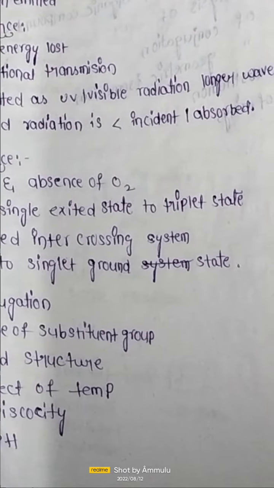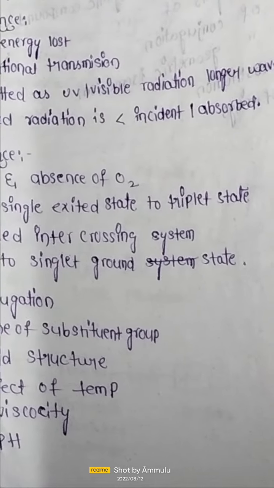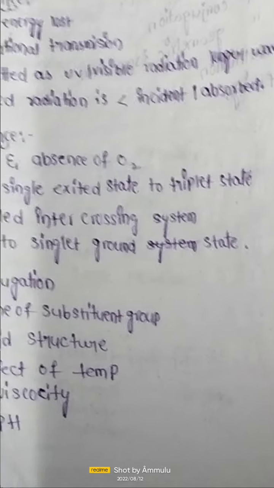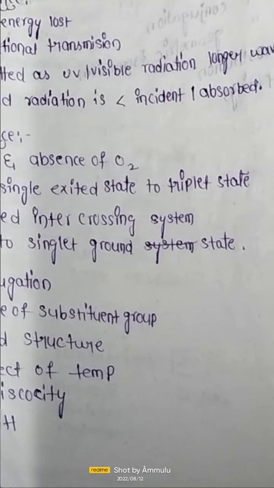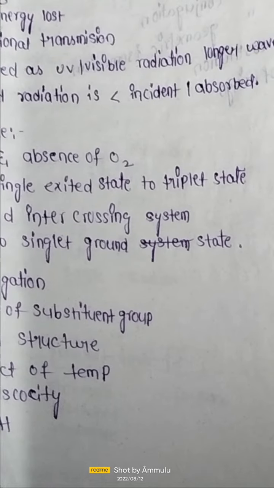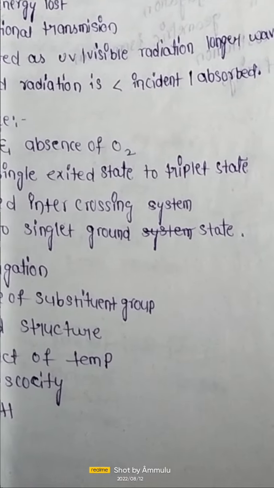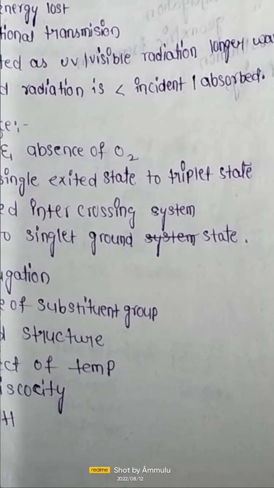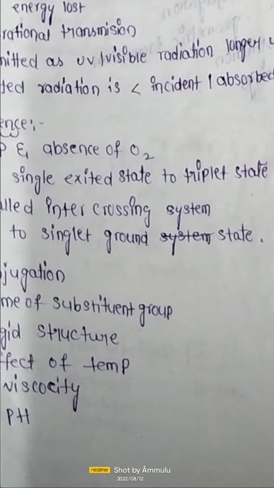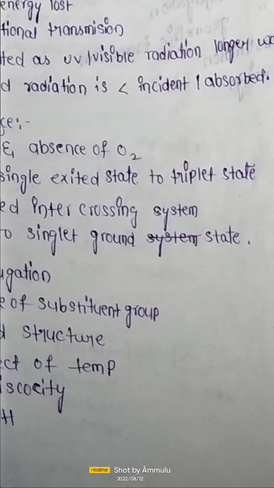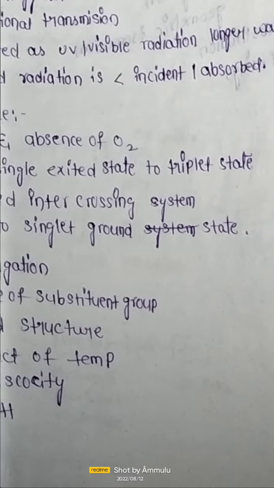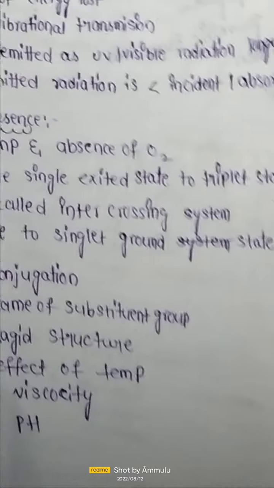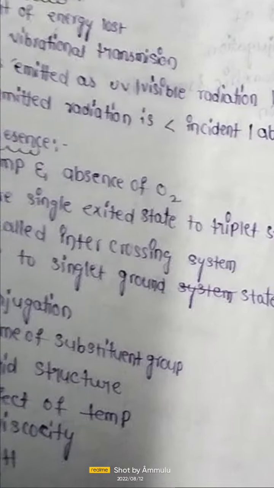At low temperature and in the absence of oxygen, we can observe phosphorescence. Molecules in the single excited state cross over, which is called the intersystem crossing. The factors which mainly affect fluorimetry are conjugation of elements, nature of substituent group, rigid structure, temperature effect, viscosity, and pH. These are the main factors which affect fluorimetry.